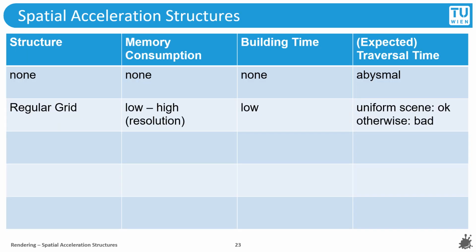And that brings us back to our overview list, where we have now added the regular grid. And we see that memory consumption ranges from low to high based on the resolution that we choose. Building time is usually quite low. However, the expected traversal time is okay only for uniform scenes, which, as we mentioned, are unfortunately quite unlikely. And in other cases, the regular grid performs rather badly.